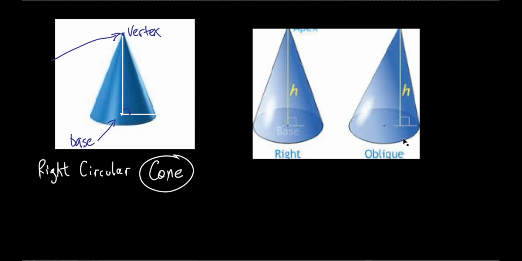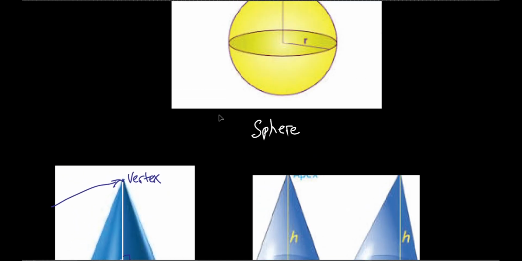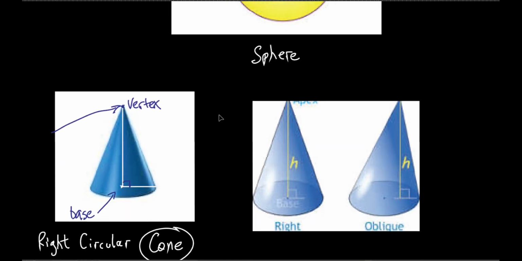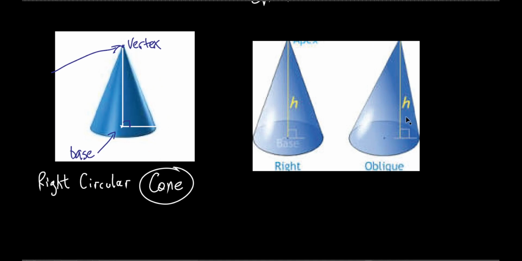Okay, I'm going to show you pictures. So on a quiz or a test, I'll just give you a couple pictures, and you just have to tell me what it is. So this would be a what? A right circular cone. All right, this would be a sphere. All right, this would be an oblique circular cone. You got it? I'm not going to write that down because it's right here already.